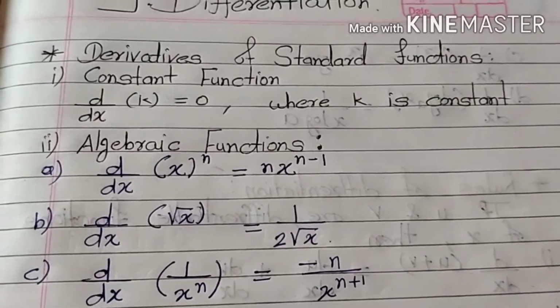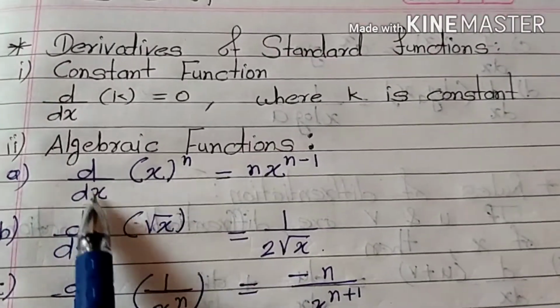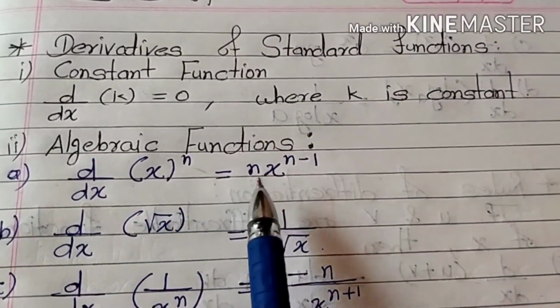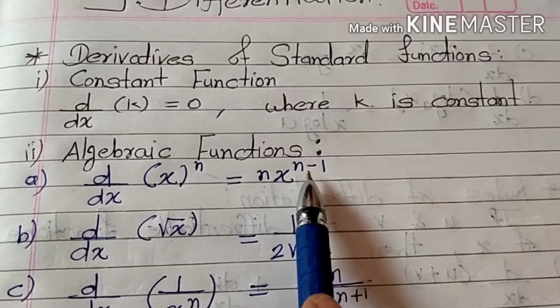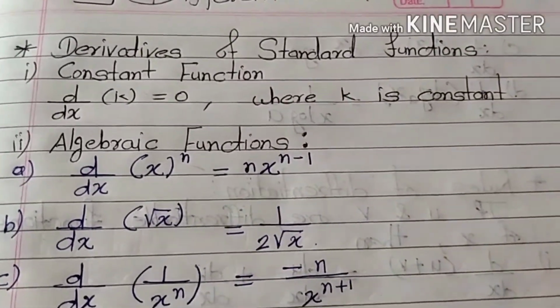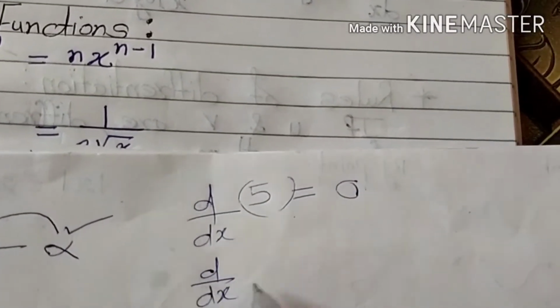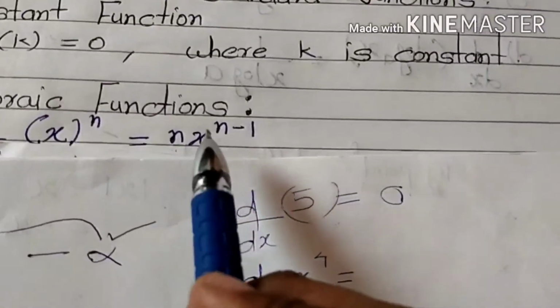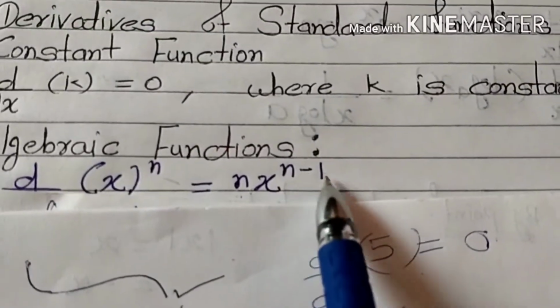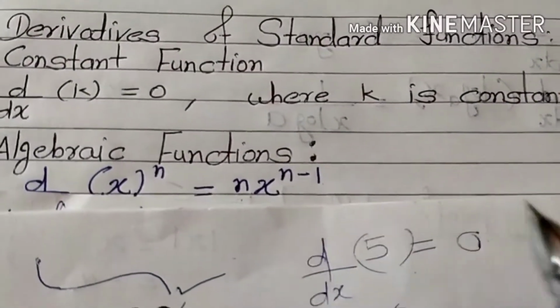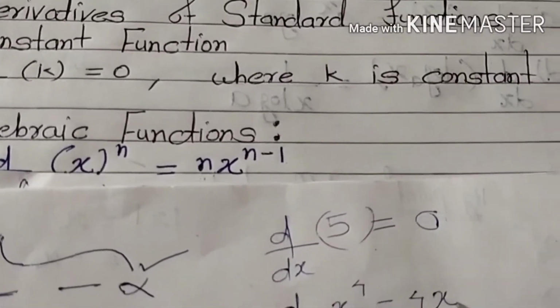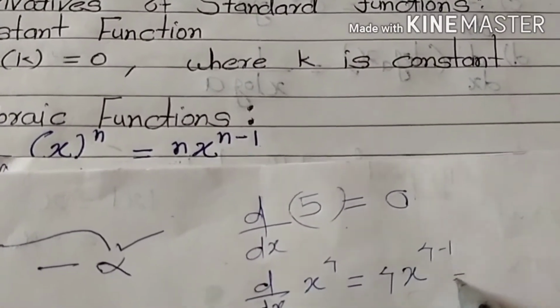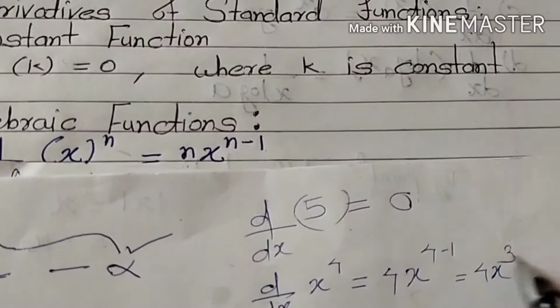Now next, algebraic function. The derivative of x raised to n is equal to n x raised to n minus 1. So here, suppose the derivative of x raised to 4, then the formula is n x raised to n minus 1, means this power into x raised to 4 minus 1. So the answer is 4x raised to 3.